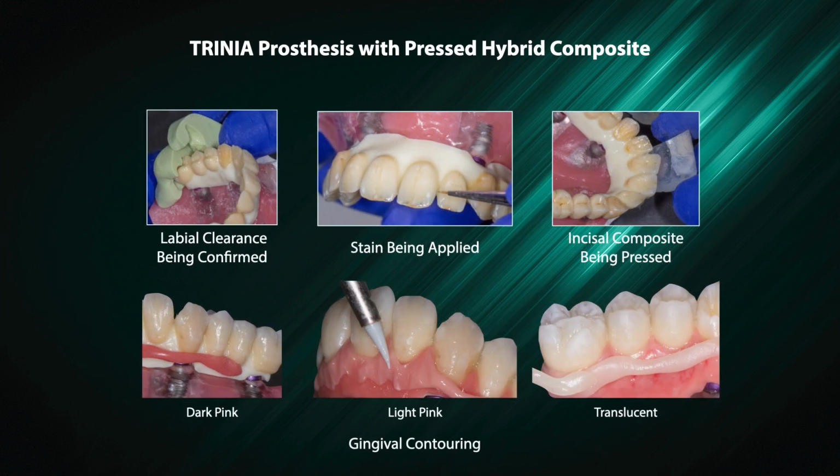From the top left, we can see the labial clearance being confirmed. In the top middle image, we see the stain being applied. The top right image shows the incisal composite being pressed. The bottom row shows gingival contouring as well as 3 color variations: dark pink, light pink, and translucent.